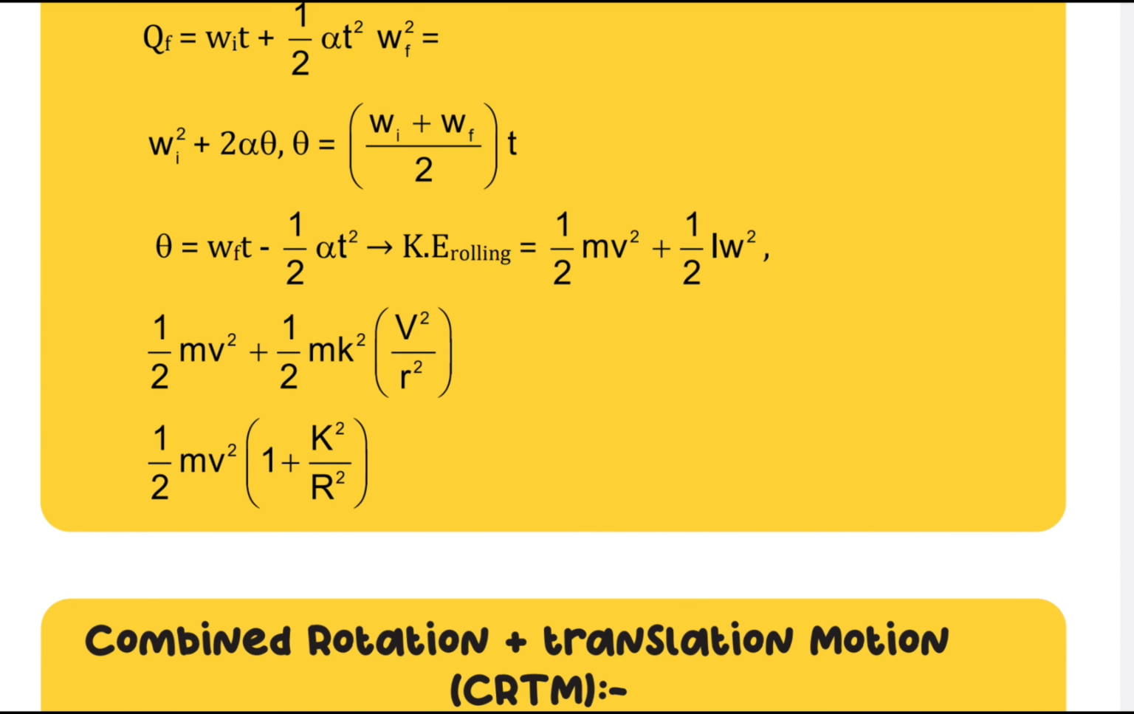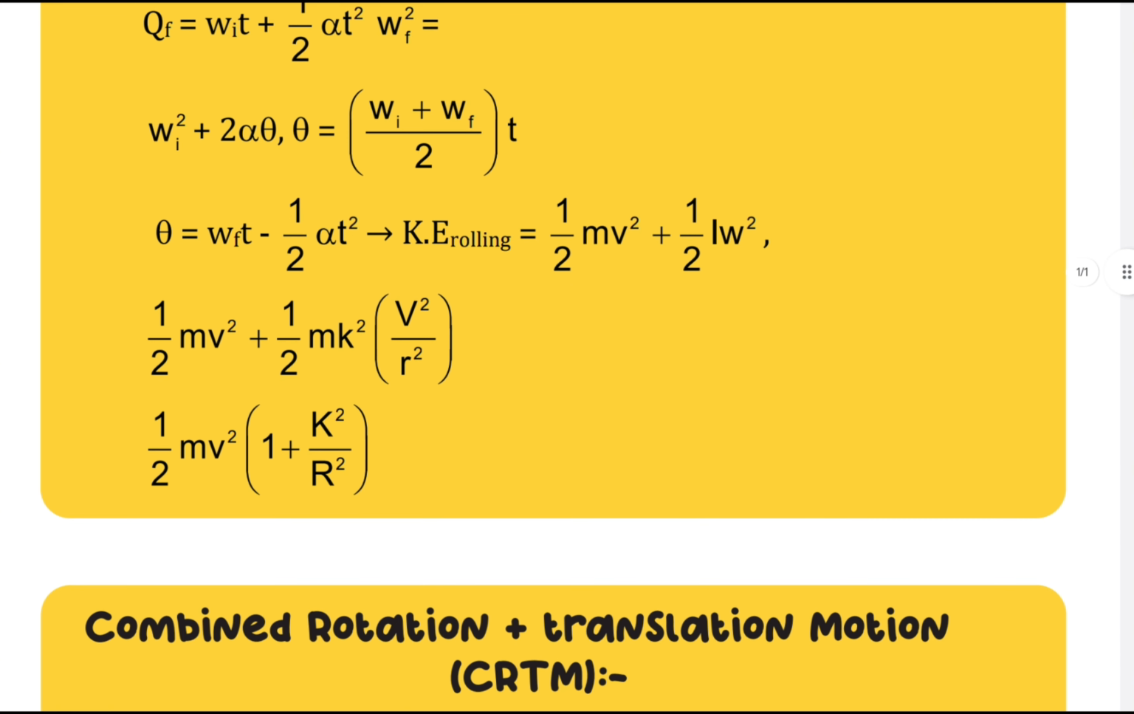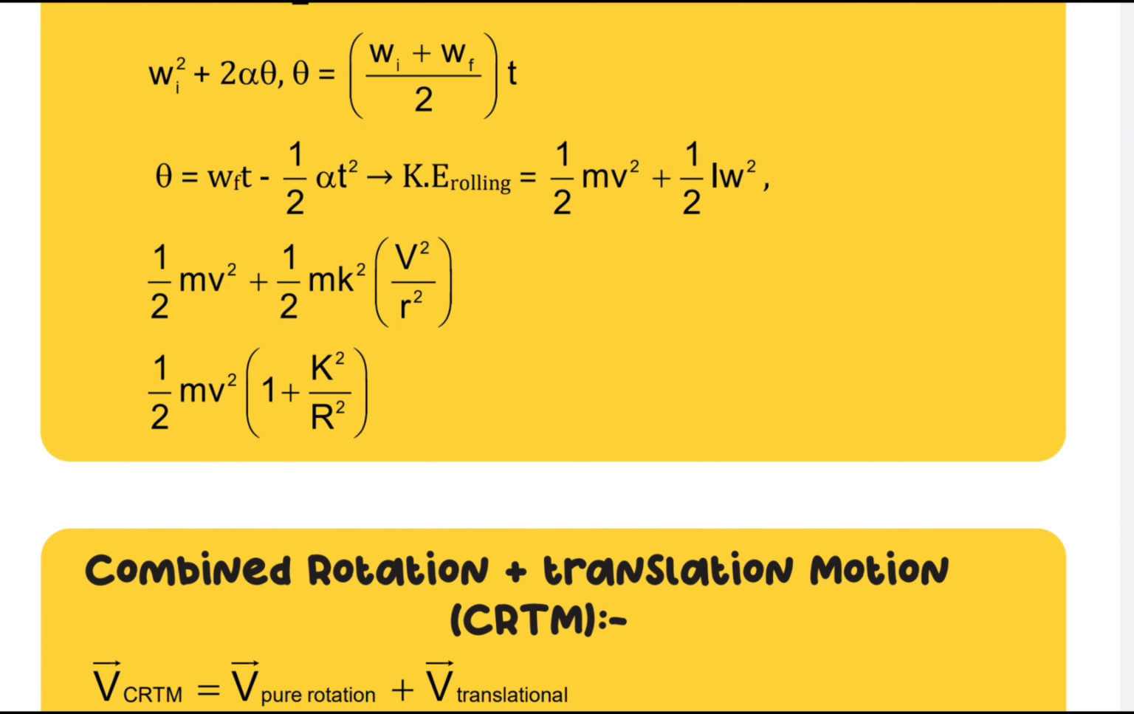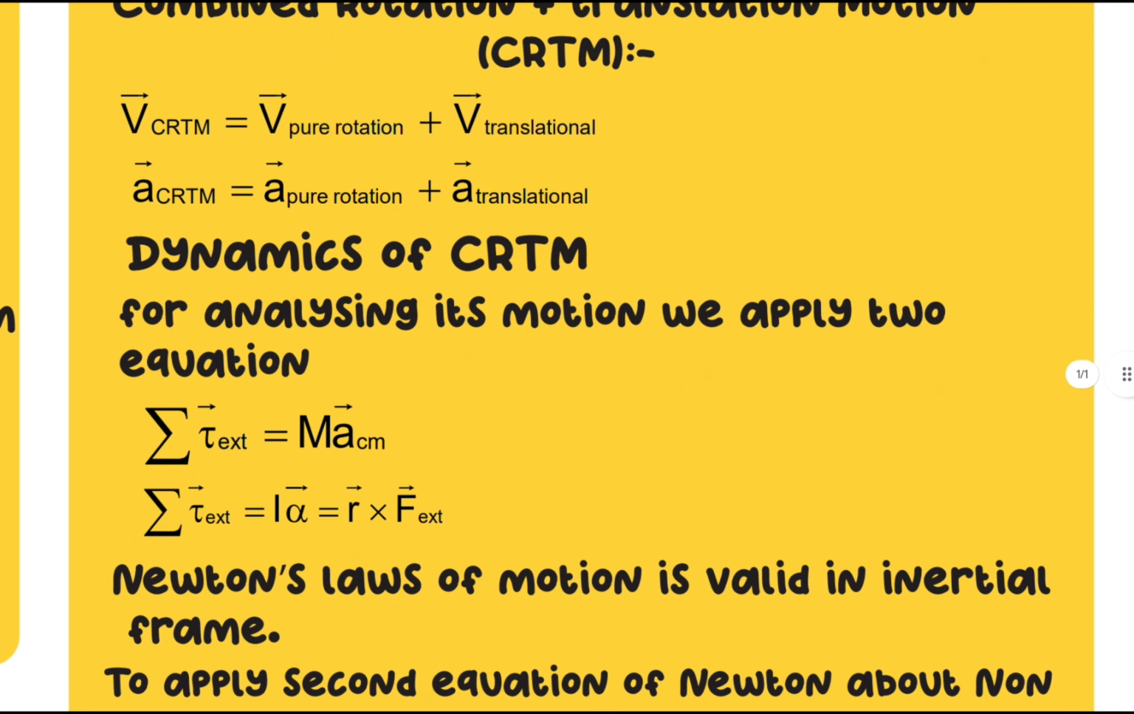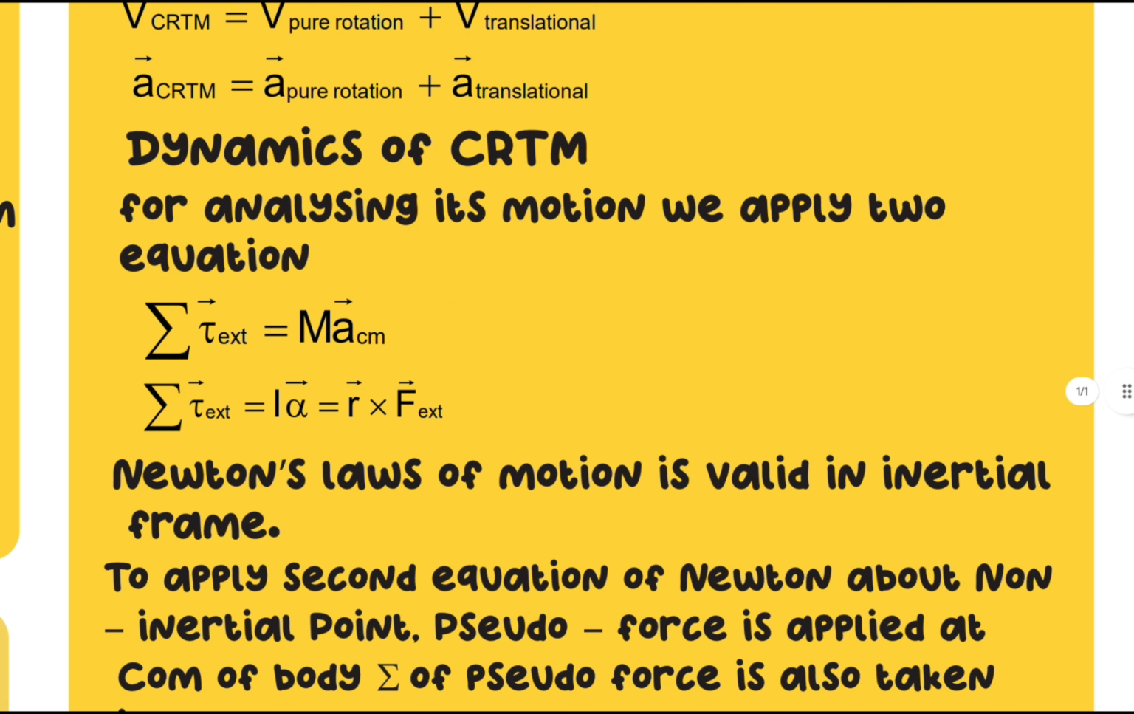Kinetic energy during rolling motion is equal to half mv square plus half I omega square, which is half mv square plus half mk square into v square by r square, which is half mv square into 1 plus k square by r square. Combined rotation plus translation motion, CRTM. Velocity of CRTM is equal to velocity of pure rotation plus translation velocity. Acceleration of CRTM is equal to acceleration of pure rotation plus acceleration of translation.